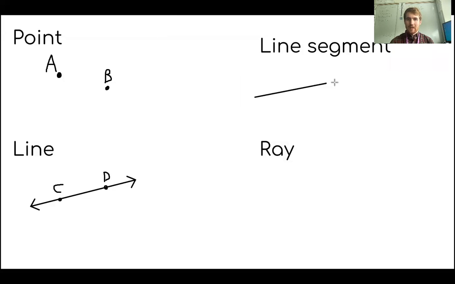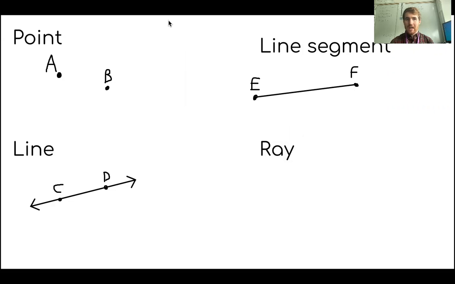Then we've got a line segment. I already kind of mentioned that. A line segment is just a piece of a line that stops. So line segments have an end point at each end. Usually we label those, just like we label all points. This could be line segment EF. So it stops where the point ends.